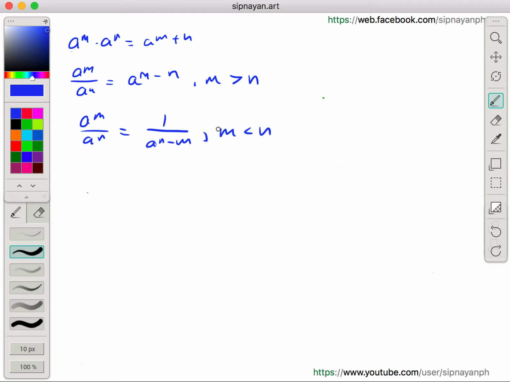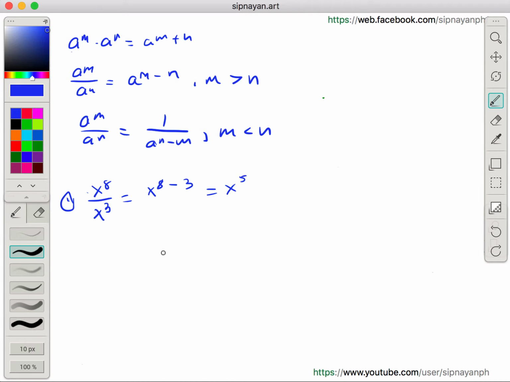Ang gagawin natin ngayon is to apply these laws. Kung ano mga possible strategies gamit ang mga laws na to para makapag-solve tayo ng mga exercises or mga problems. So number one, we have x raised to the 8th power over x cubed. Of course, pwede natin gamitin itong pangalawa. Mas malaki yung exponent sa numerator kaysa sa exponent sa denominator. So we can write x raised to 8 minus 3, which is equal to x raised to the 5th.